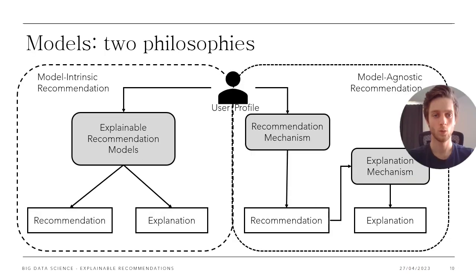When deciding on an explainable model, you can follow two different philosophies. On the one hand, you have the model intrinsic approach. Here, the models you choose are inherently understandable and you automatically generate an explanation alongside the recommendation. On the other side, we have the model agnostic approach. Here you get to choose whichever model you want and you do post hoc analysis on the result to generate the explanation.